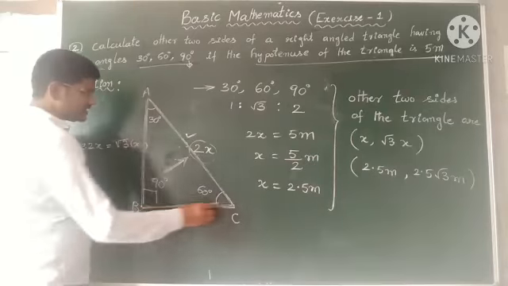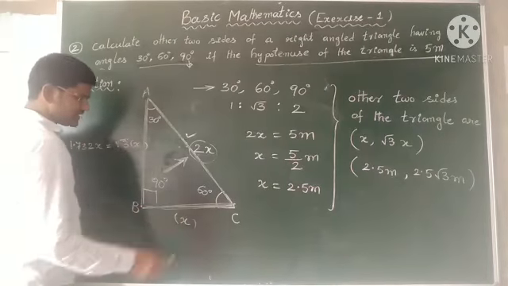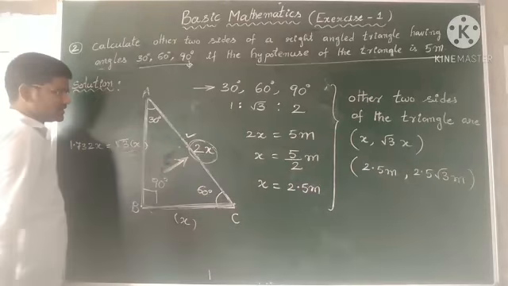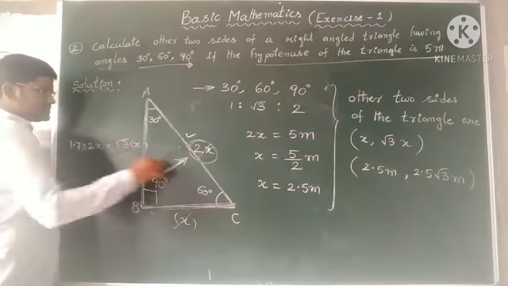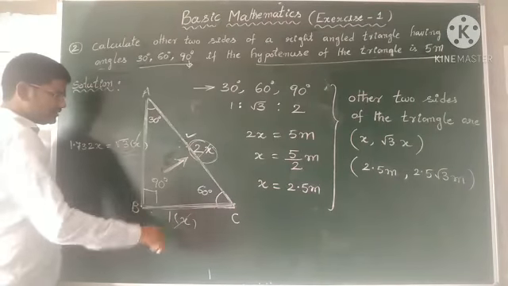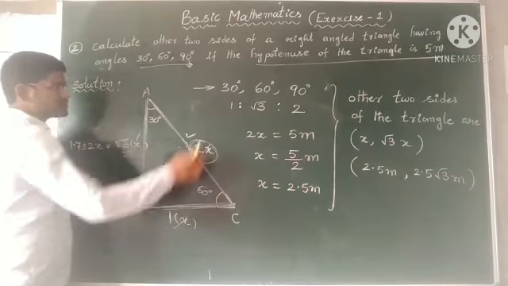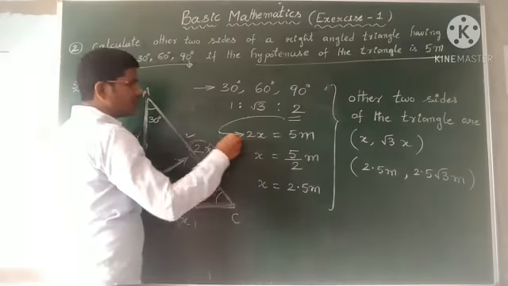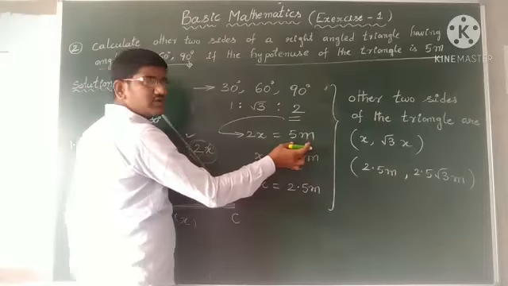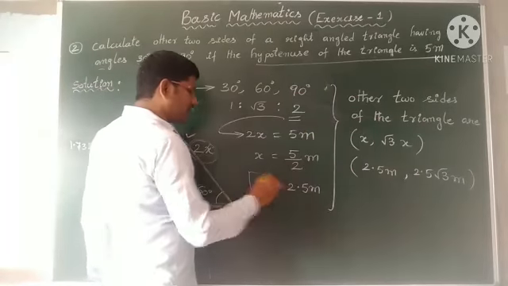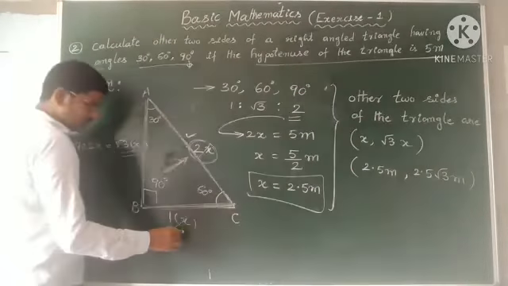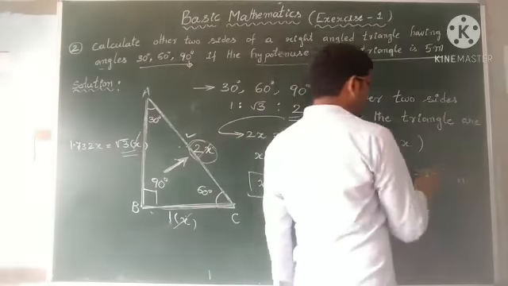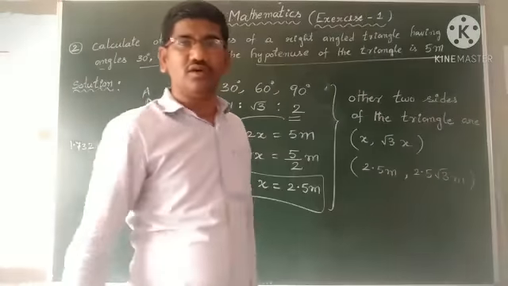So here BC length is x units. If this is x units, this will become root 3 into x and this will become 2 into x. If you cancel x, the ratio you get is 1 into x, so 1 is to root 3 is to 2. The longest side they are giving for you means 2x, and 2x is 5 meters. Then the x value you get is 2.5. So one side you got. Then the other will be root 3 into x, that is root 3 into 2.5, which is 2.5 into root 3. Okay students.